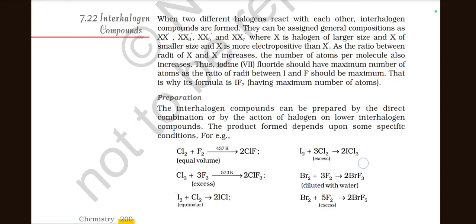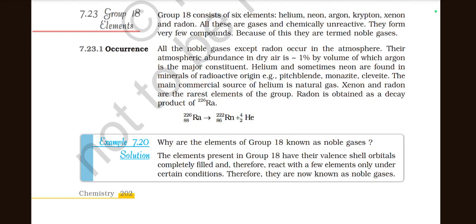Group 18 elements. Group 18 consists of six elements: helium, neon, argon, krypton, xenon, and radon. All these elements are gases and chemically unreactive. They form very few compounds because these are considered noble gases as they have a stable electronic configuration. Occurrence. All the noble gases except radon occur in the atmosphere. Their atmospheric abundance is 1% by volume, of which argon is the major constituent. Helium and sometimes neon are found in minerals of radioactive origin, for example pitchblende, monazite, cleveite. The main commercial source of helium is natural gas. Xenon and radon are the rarest elements of this group.